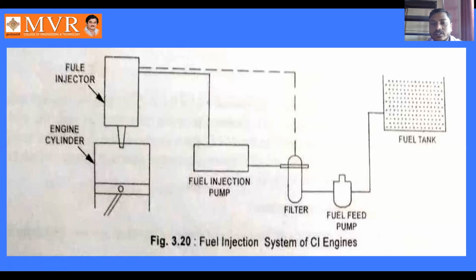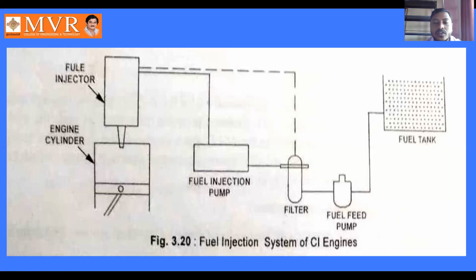After the filtration process, it enters the fuel injection pump. Here in the fuel injection pump, the pressure is increased, and by using this pump the fuel enters the fuel injector. In the fuel injector, the fuel is atomized into small fine particles, and the fuel is at last sent into the engine cylinder for the working process.